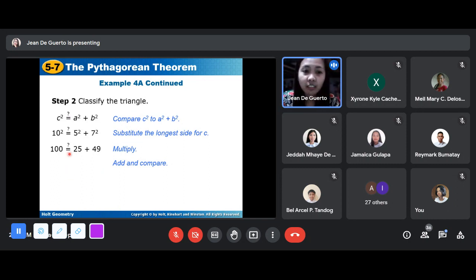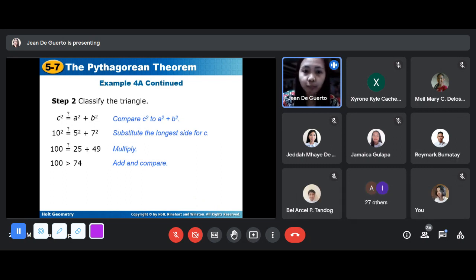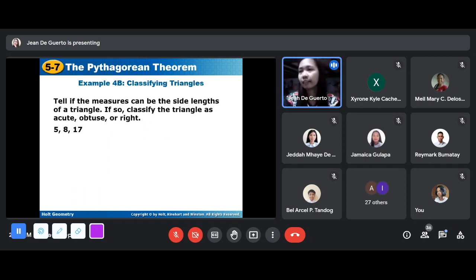So, anong inequality ang i-apply natin? Greater or lesser? Greater. So, 100 is greater than 74. So, therefore, what kind of triangle do we have? Yes, Raymark? Obtuse po, ma'am. Yes, we have an obtuse triangle since c square is greater than a square plus b square. Okay? Next.